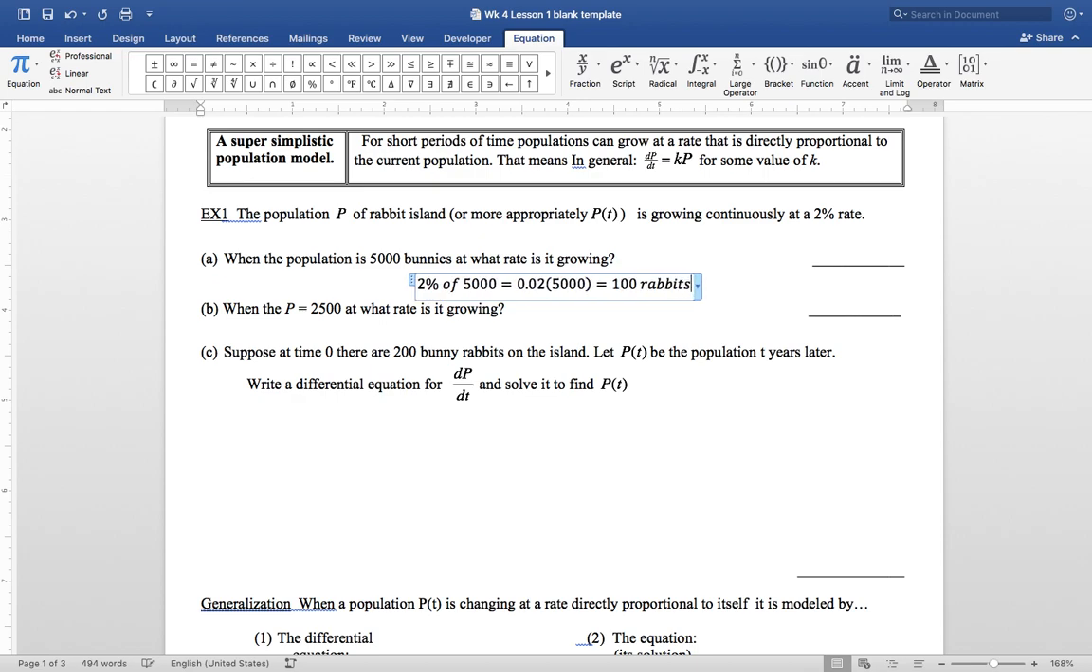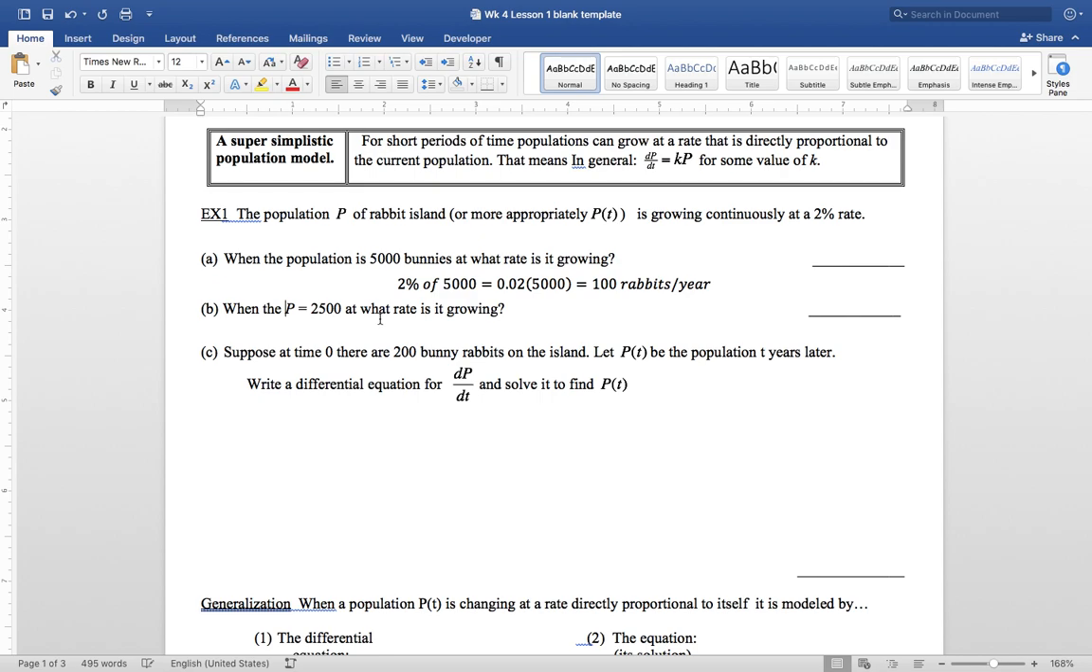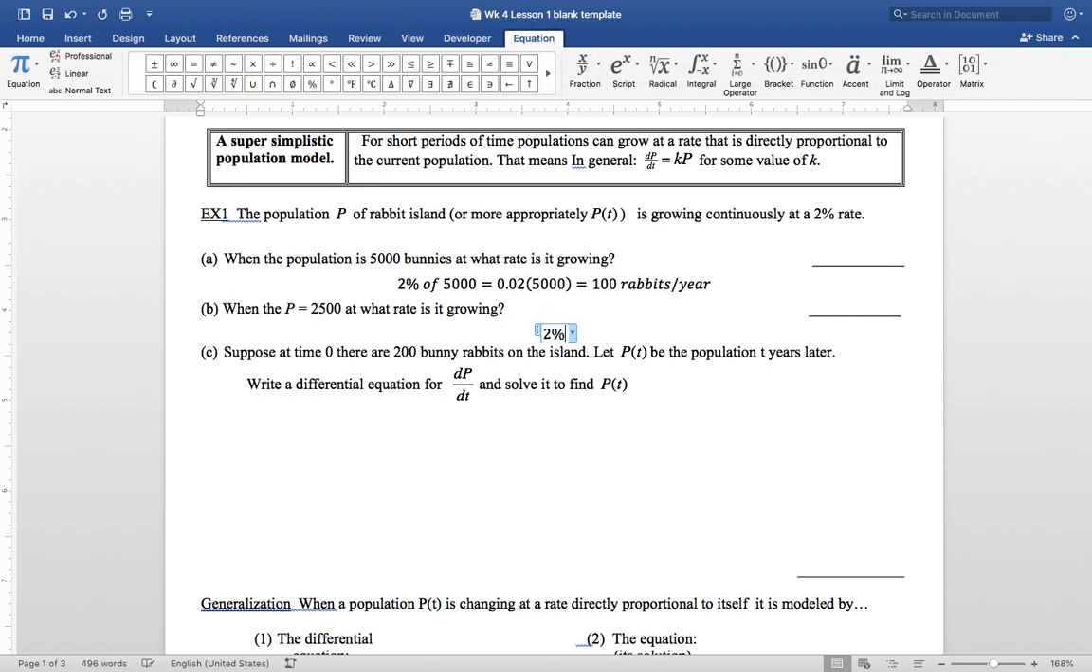100 rabbits per... Actually, I don't know that the unit of time is given in this problem. I think that t is supposed to be measured in years, so I'm going to assume that the units are rabbits per year. On the other hand, if the current population is only 2,500, then what is the rate of growth? At what rate is the population growing? Well, that's, again, just going to be 2% of 2,500, which is 0.02 times 2,500, which, no surprise, is only 50 rabbits per year. So you can see that the rate of growth depends upon the current population of the rabbits.